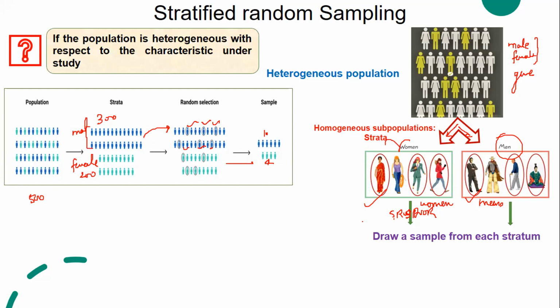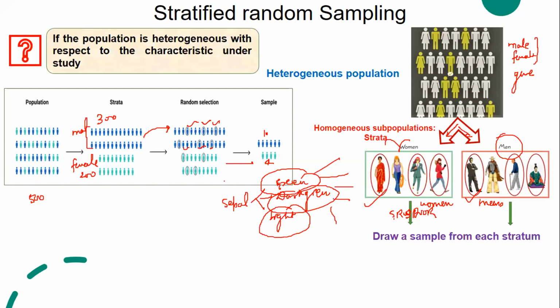So in which situation will we use it? We will use this sampling whenever we have a heterogeneous population. Suppose for example, in agriculture, we have different colors of sepals, for example green, dark green, and light green. So on the basis of color, we will make different strata of these different sepal populations. So this is called stratified random sampling.